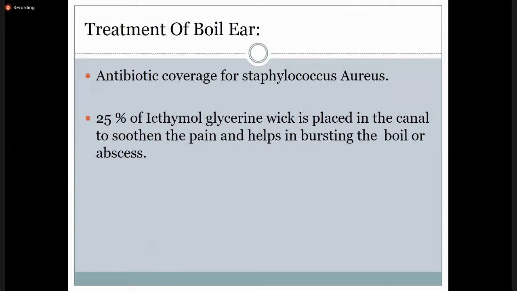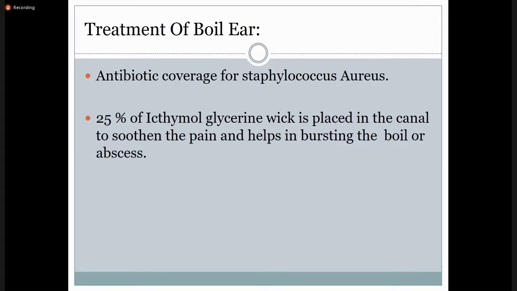So there are 4 main headings for the management of a case. First, you take history. The second is the examination. Third is investigations. If there are some pertinent investigations, we'll ask the patient to go for them. And the last is the treatment. So here we are dealing with the treatment.